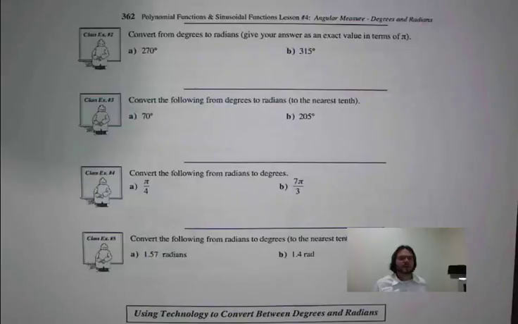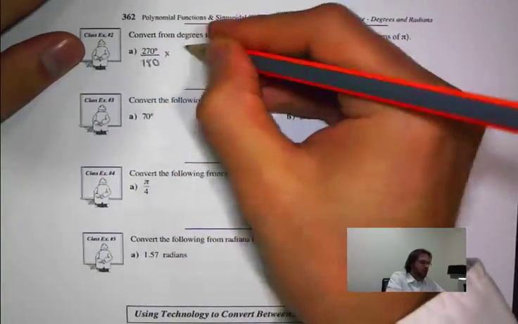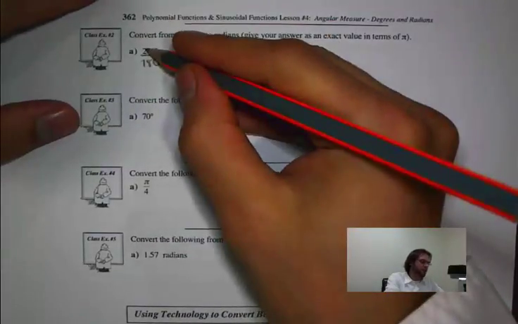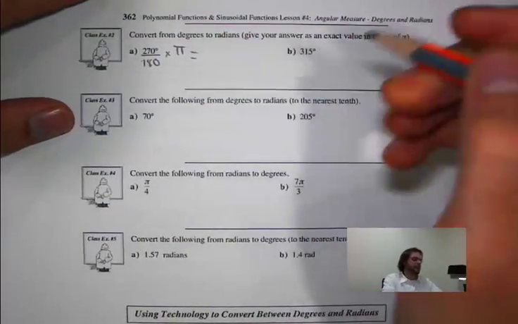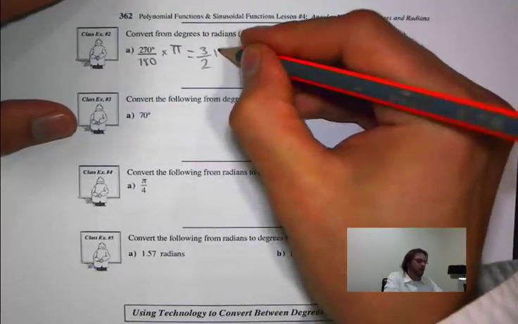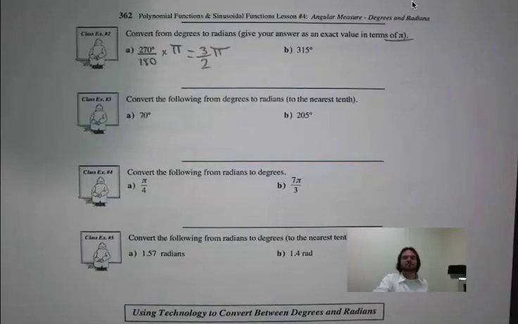So here we go. It says, convert from degrees to radians. So this one's in degrees. We want to convert to radians. What am I going to do? I'm going to divide it by 180 and then multiply by pi. What does that give me? 270 divided by 180, in exact terms of pi, is the same as 3 over 2, which is pi. So 3 pi over 2.